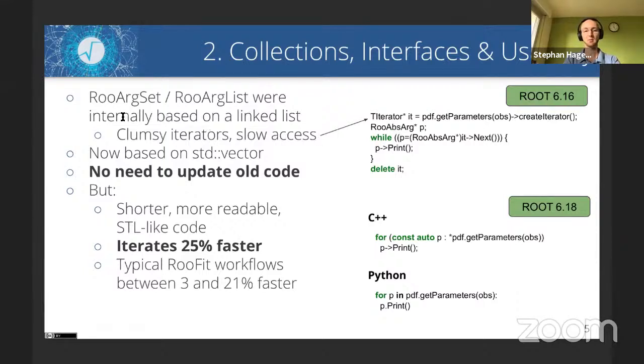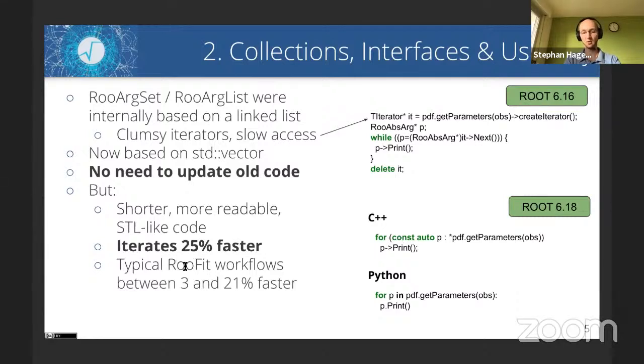This is because they were based on a linked list from a really early stage when RooFit was developed. Then I changed this and based them on a standard vector. You don't have to update the old code. You can still use these funny clumsy iterators, but what you write today is a range-based for loop over parameters, and then you just print them. You can do this in C++, you can do this in Python. I will also come to why this works in Python. Now we have shorter, more readable code, and this iterates 25% faster than the old loops in RooFit.